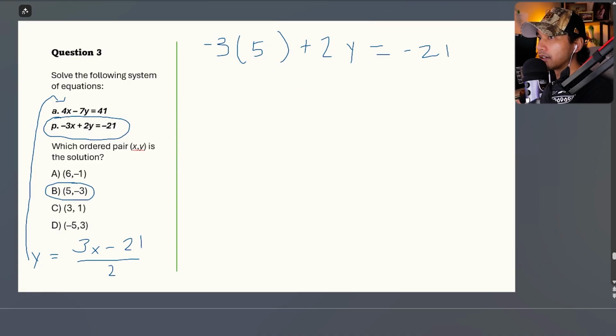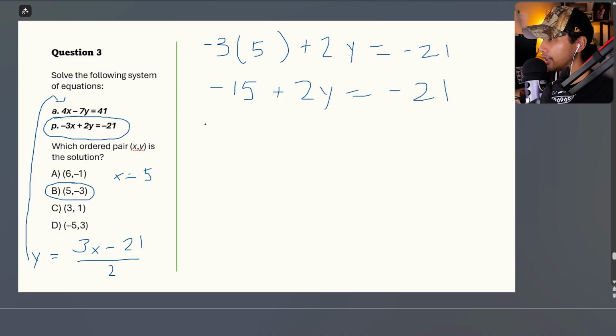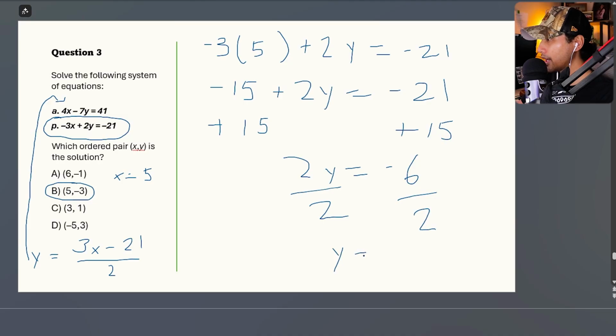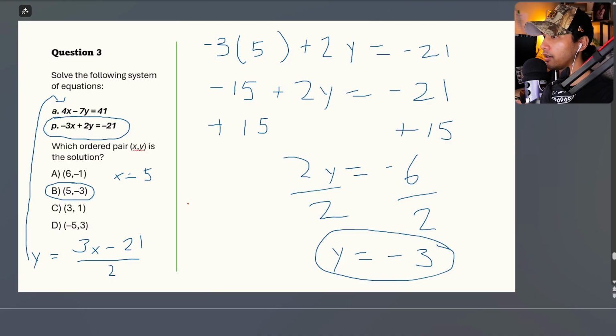Okay, so then we get, I'm going to put x equals 5 over here. And then let's do this really quick. Negative 15 plus 2y equals negative 21. And then plus 15, plus 15, 2y equaling negative 6, right? Yep. Divide by 2, y equals negative 3. There we go. Our ordered pair is 5, comma, negative 3. And that is B.